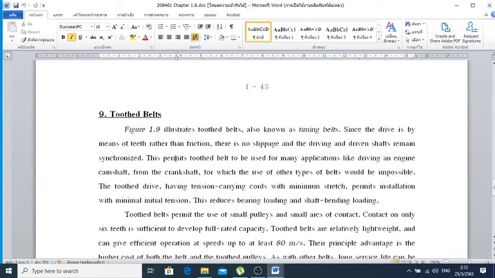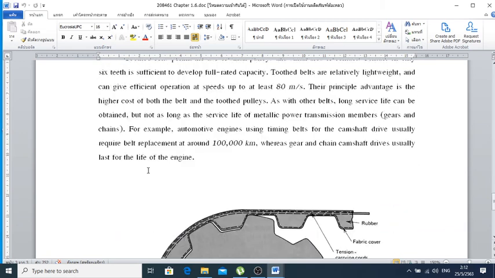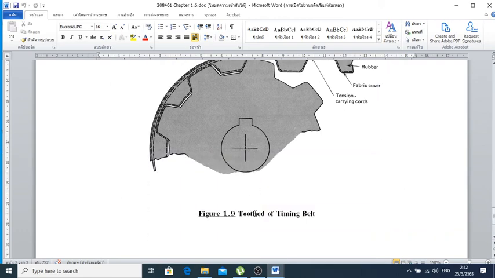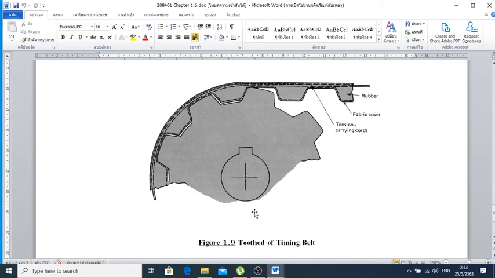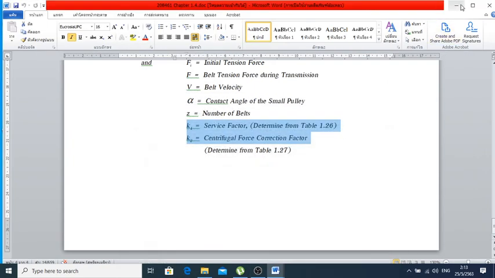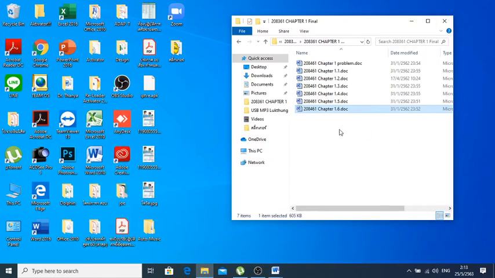And then for the tooth belt, what we have here pretty much looks like the sprocket and chain design, which we're going to talk about in the next chapters. Then what we have there is the timing belt. Okay, I think that's done for what we have here already.